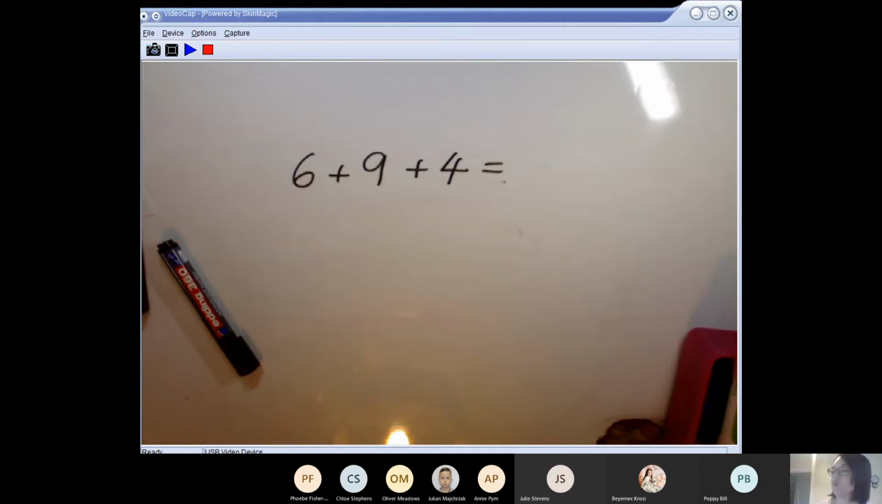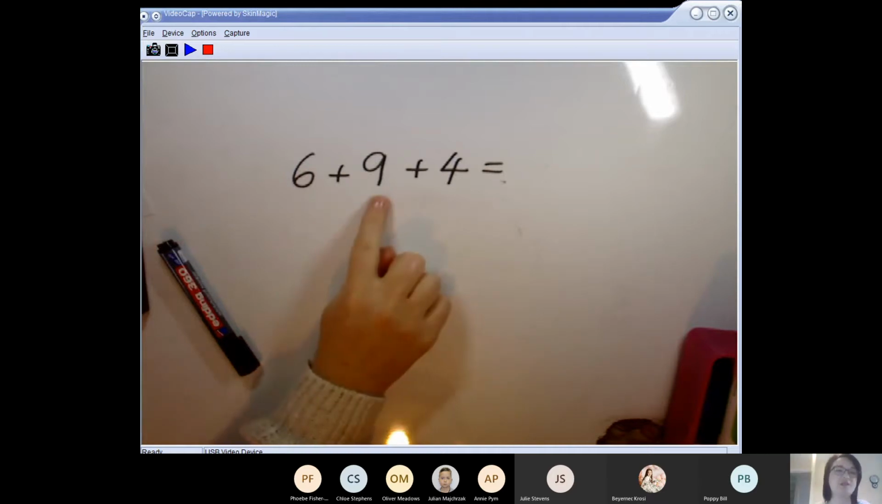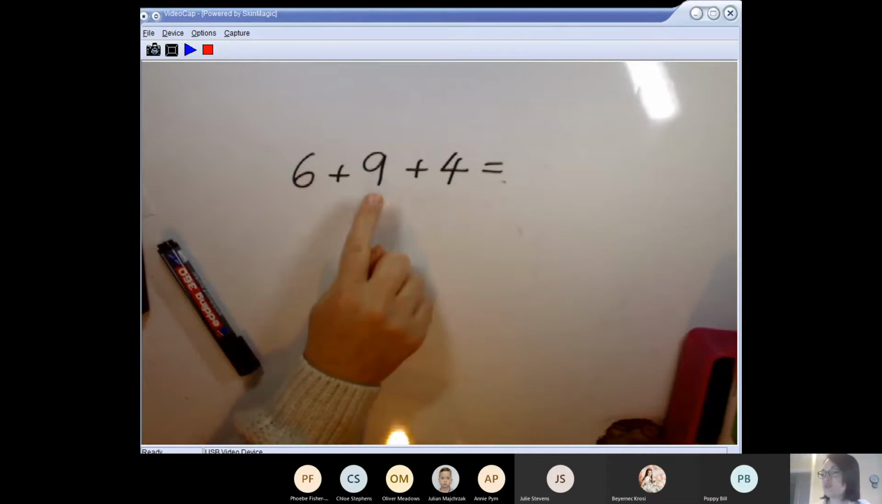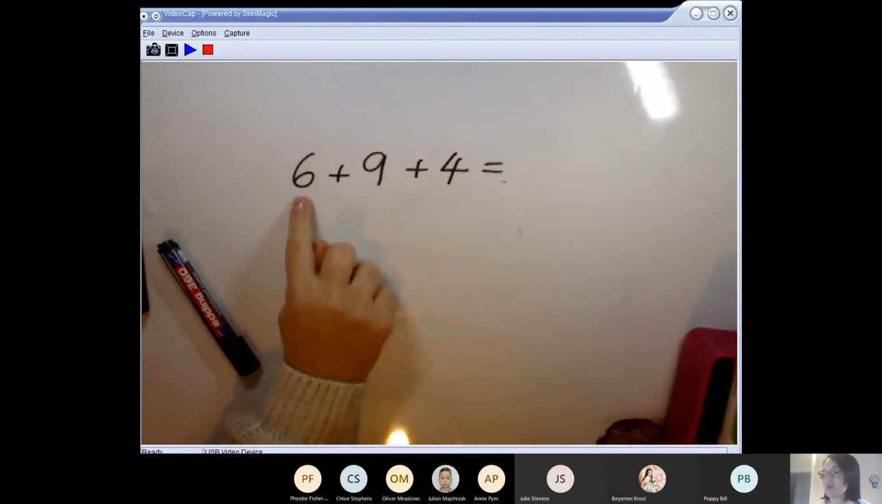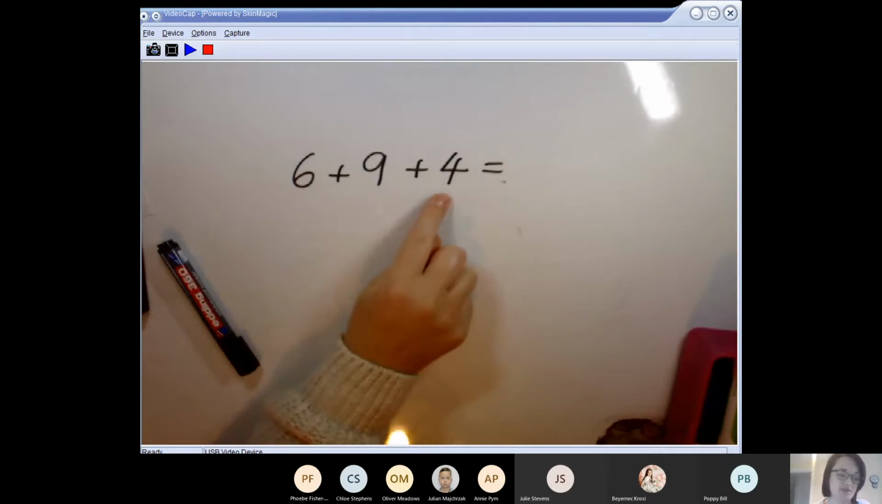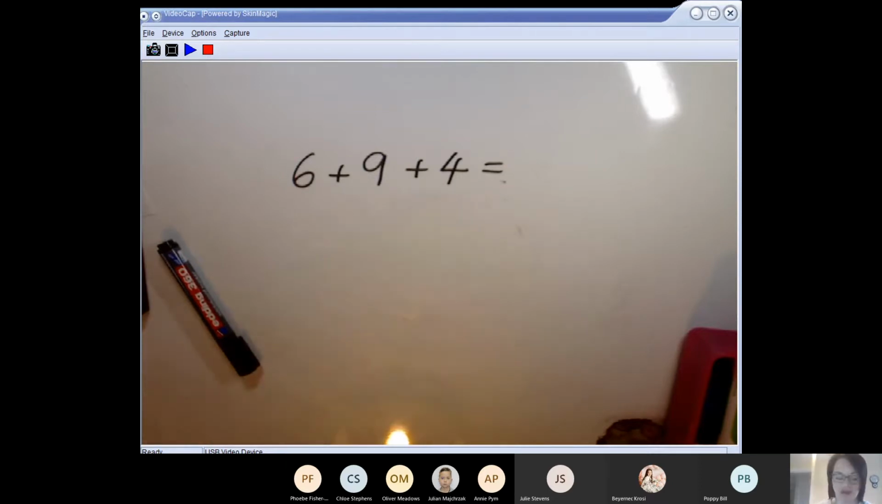Now, I would imagine quite a few of you are thinking of starting with this number 9. And certainly when we were in year 1, that is exactly what we practiced. We practiced spotting the largest number and starting there. So I would imagine some of you have said you'd do 9, then add on 6, and then add on 4, so that those numbers are in order. But I am not going to do it that way today.